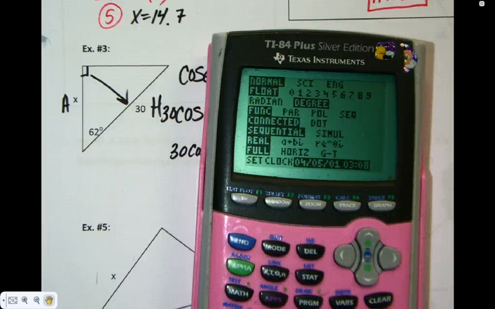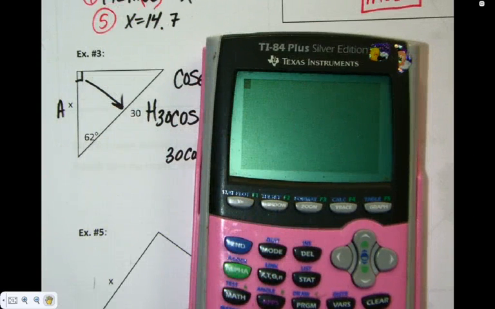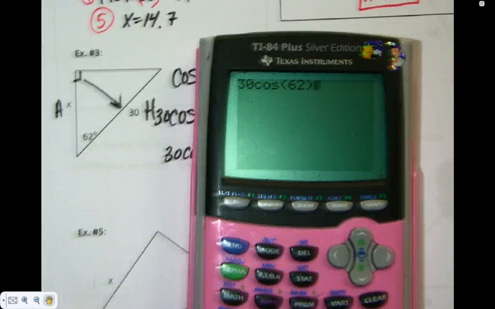Check your mode, and I know this feels redundant, but you need to get in the habit of checking, because if you do that now, by the time we get to grade 12 and we're flipping back and forth for systems, it's going to be ingrained. So check your mode, then quit out of it. Type exactly what you see, so 30 cos 62, close the bracket.